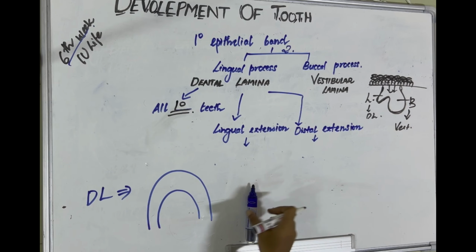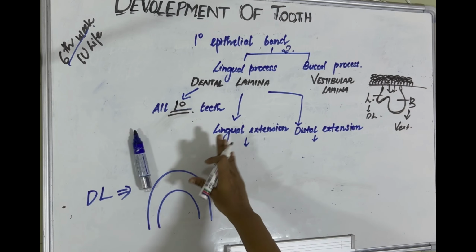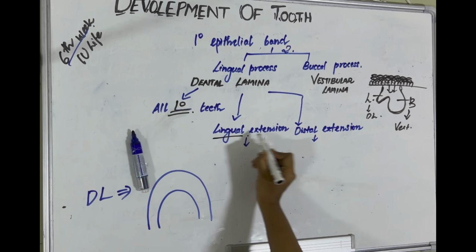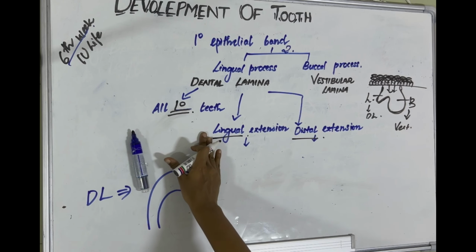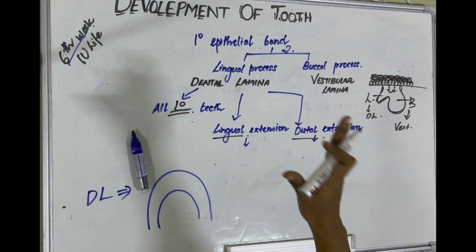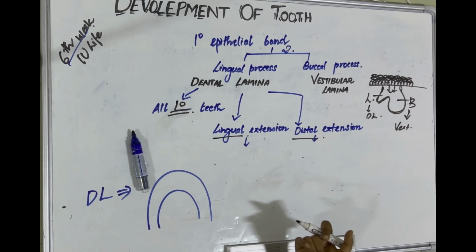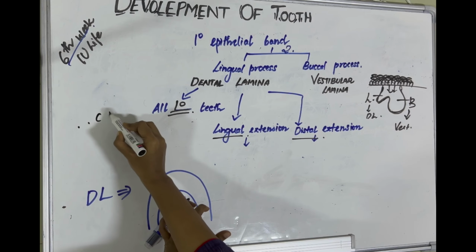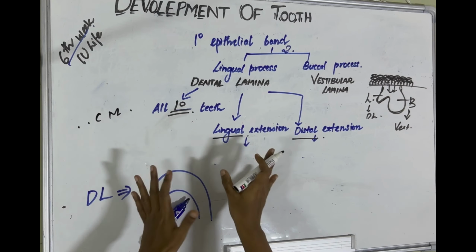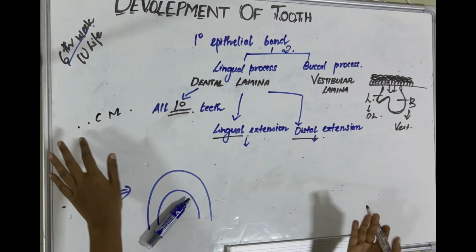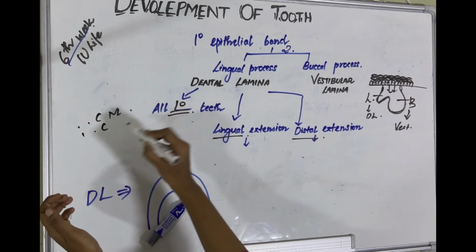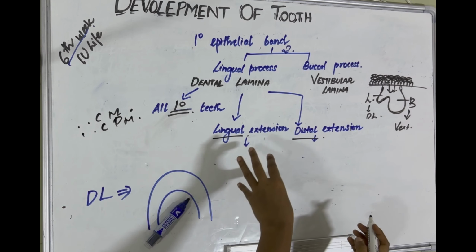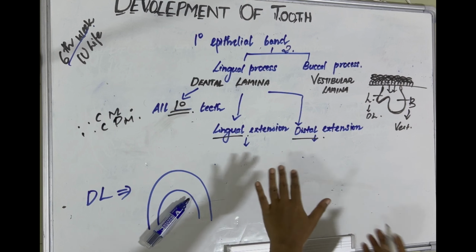So what about the permanent tooth? For the formation of permanent tooth, there will be two extensions which will be forming. That will be a lingual extension and a distal extension. So the lingual extension is the one which gives rise to all the permanent successors. We know in deciduous you have central incisor, lateral incisor, canine and two molars. And when you come to the permanent successors, we have central, lateral, we have canine, and instead of molars we have premolars. So this gives rise to all the permanent successors.